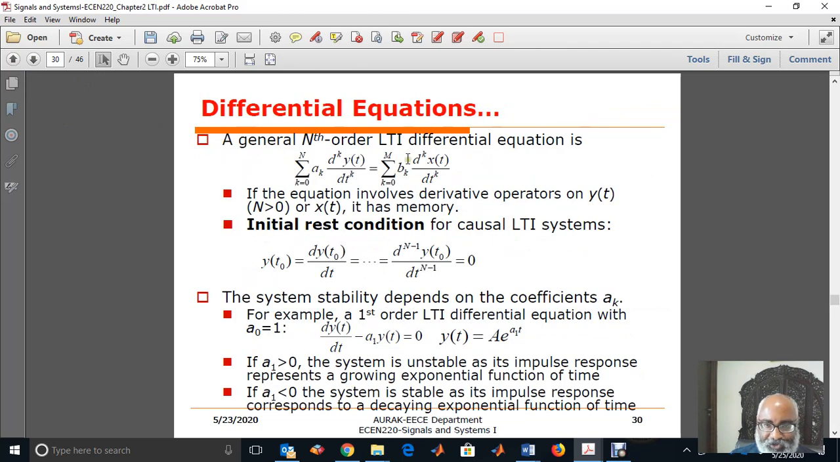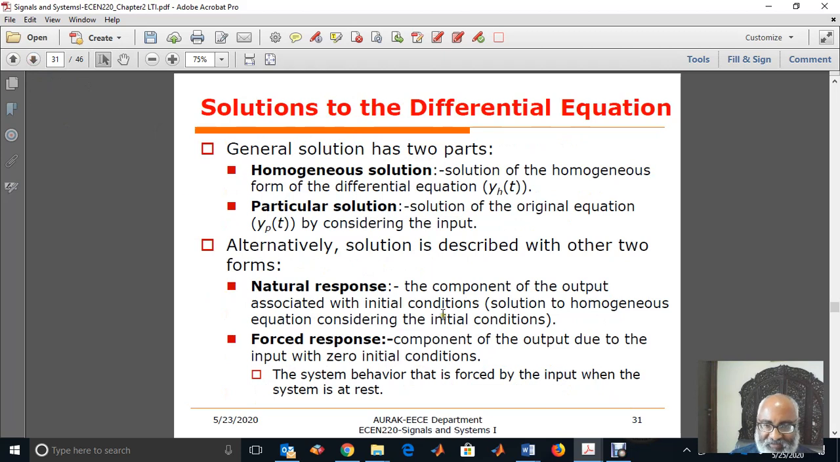Remember, the homogeneous solution is this equal to 0. After that, the homogeneous solution will have a certain form where there are some constants. Those constants, we solve them from the given initial conditions, and we'll find the natural response.